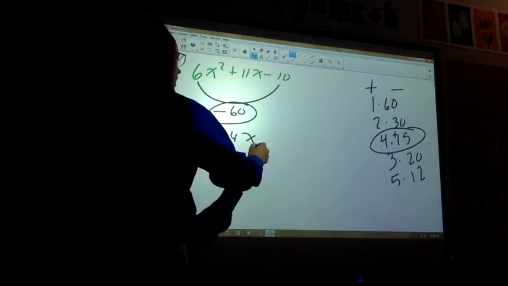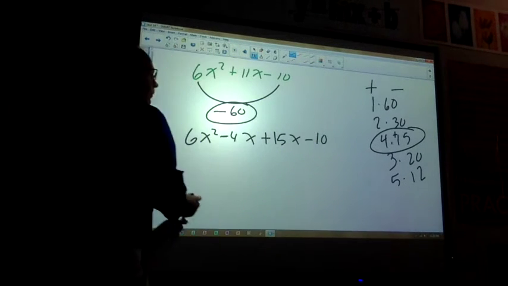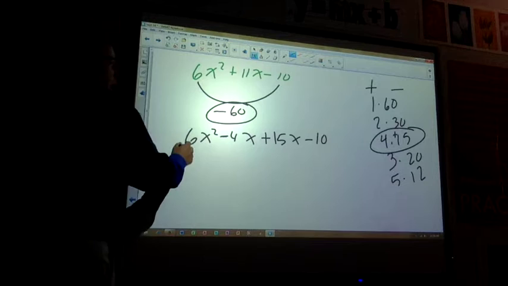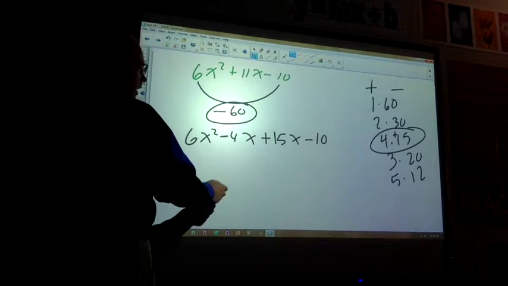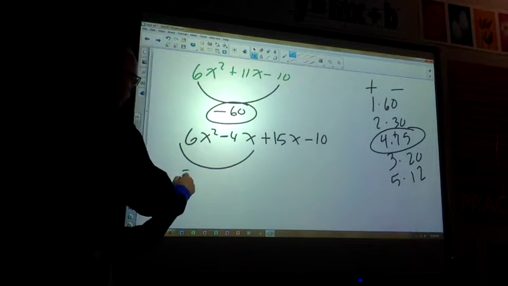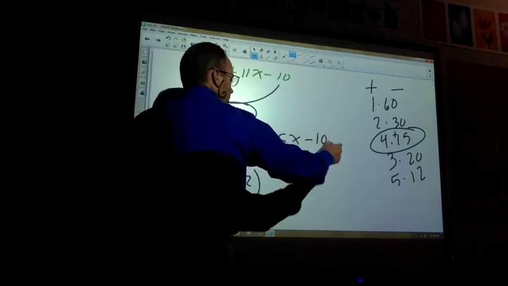All right. Then I go plus 15x minus 10. Yes? This is a way that you might have learned how to factor. Some of you might have done this way, which is fine as well, where you put the 6x squared here and the negative 10 and you split them. What's my greatest common factor there? 2x. Love it. That leaves me 3x minus 2. And then what's my greatest common factor there?